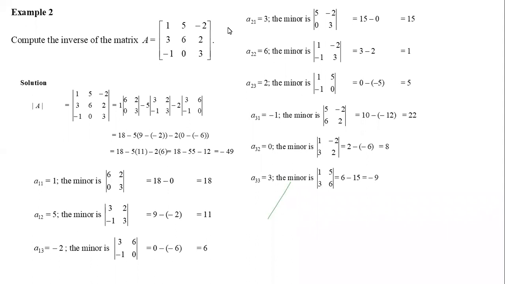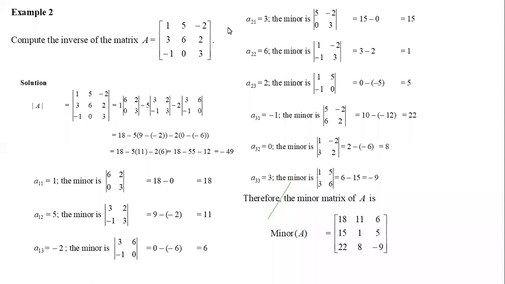Now, since we know our minor, the next thing to get is our cofactor. And you know how to get the cofactor. It's a 3 by 3 matrix. The first row will be plus, minus, plus. The second row will be minus, plus, minus. And the third row will be plus, minus, plus. Just take note.